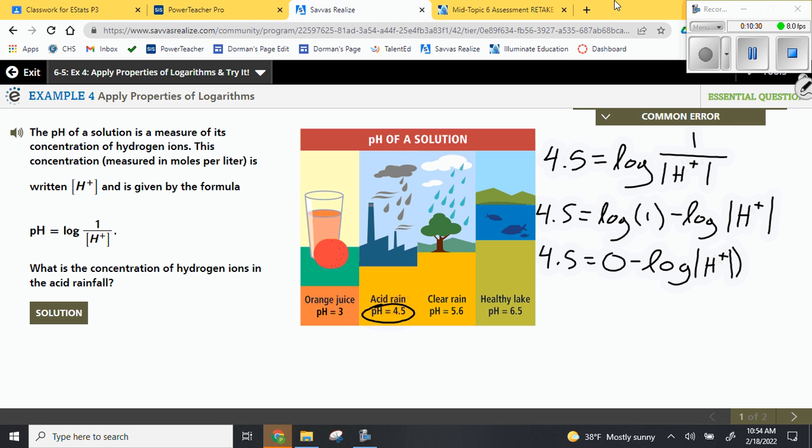Okie dokie. Now I'm going to divide both sides by -1 just so that I wind up with a positive logarithm here. Just makes me feel better. Okay. Now we know how to solve this. I am going to write this as an exponential equation, right? So 10 to the -4.5 is equal to the absolute value of H plus.